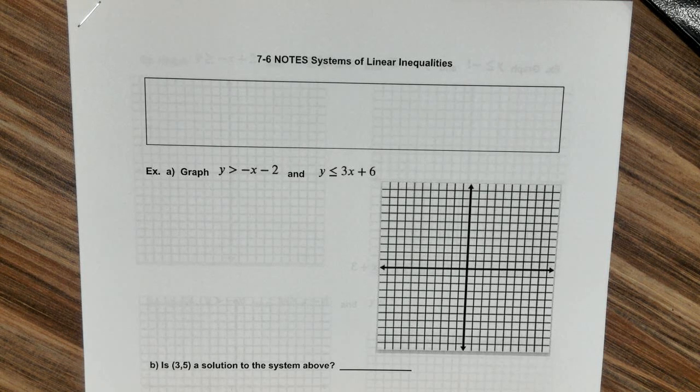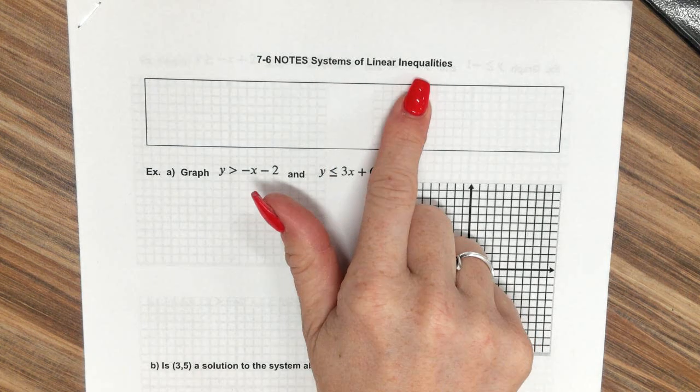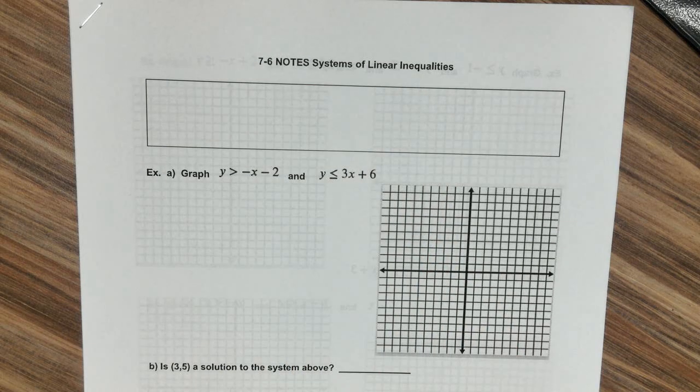So what we've been learning so far is systems of equations. So how many graphs have we been doing? 2 lines that do what? Intersect. What we're going to be doing today is systems of inequalities. Do y'all remember graphing inequalities?